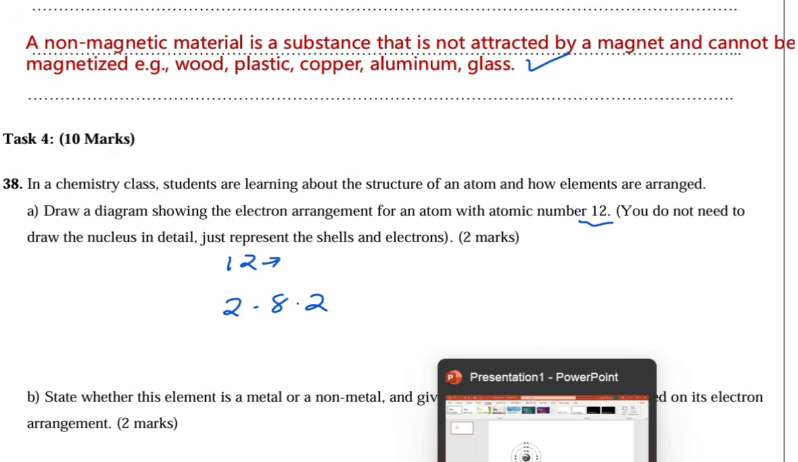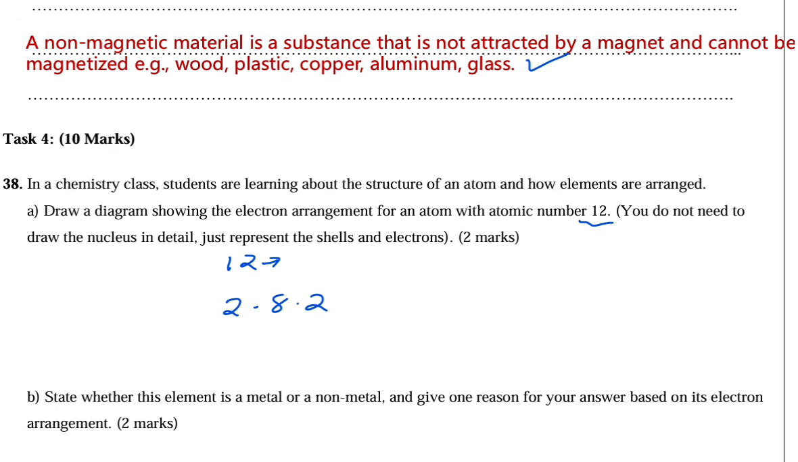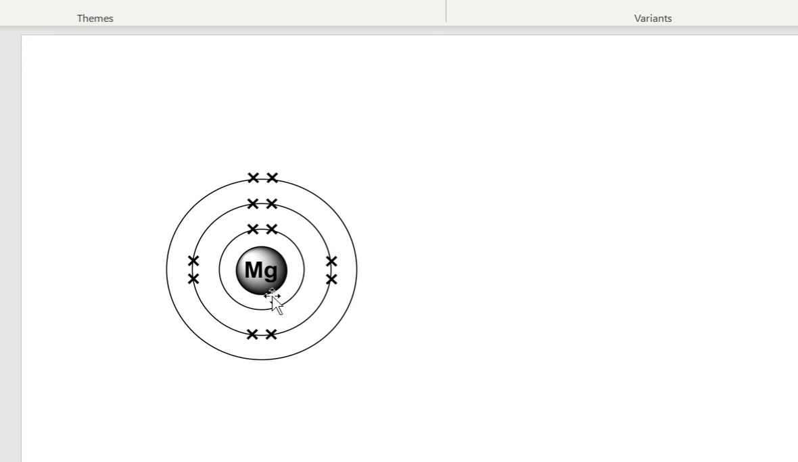So the structure is here. You can see my structure is here. Here we have the first energy level taking 2 electrons. Then the second energy level taking 8. You can see 1, 2, 3, 4, 5, 6, 7, 8. And then finally, the last energy level, it has 2 electrons. And then the atom, because it has 12 protons in the nucleus, the name is magnesium. The symbol is Mg.